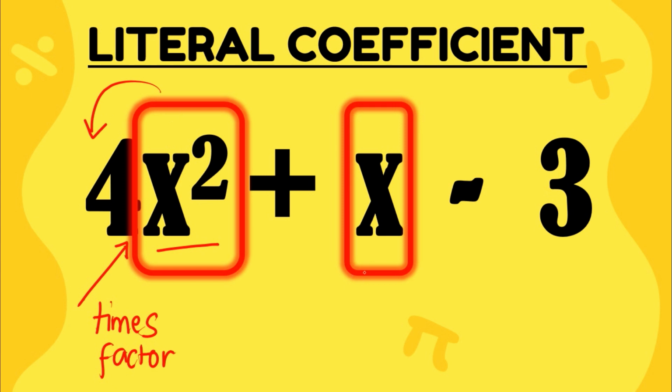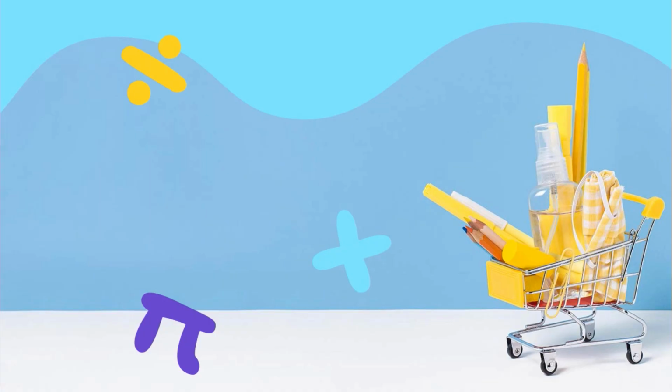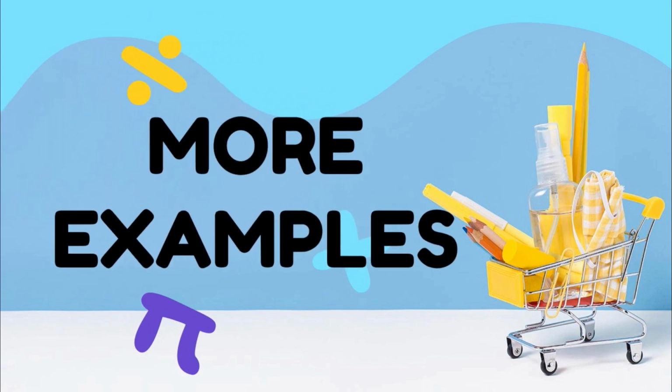Same also with our x here. Our x here is a literal coefficient because sabi ko kanina, naging factor siya ng invisible numerical coefficient here na 1. Okay? Now, here, you can see there is no variable here. Therefore, there is no literal coefficient in this part. Okay? So, yan lang yung literal coefficient natin. Now, let's have more examples.